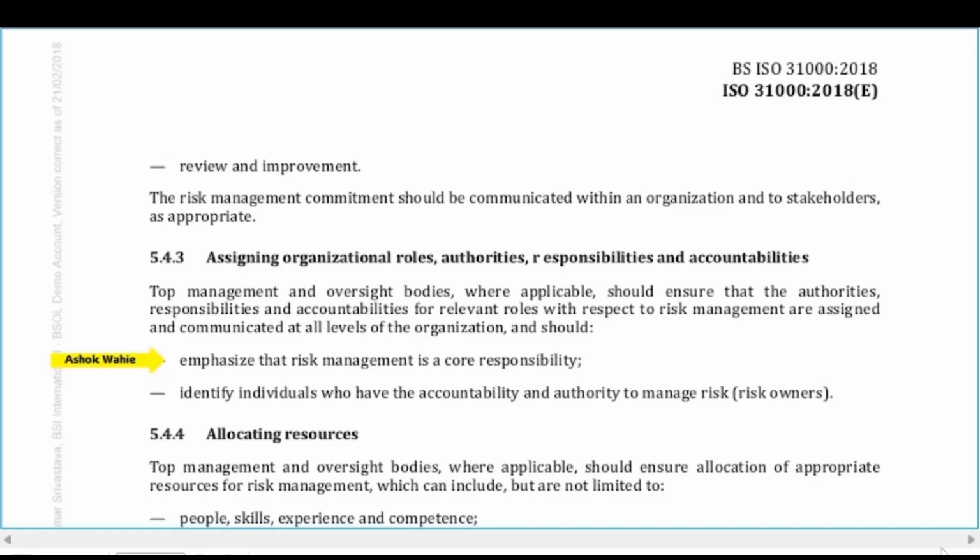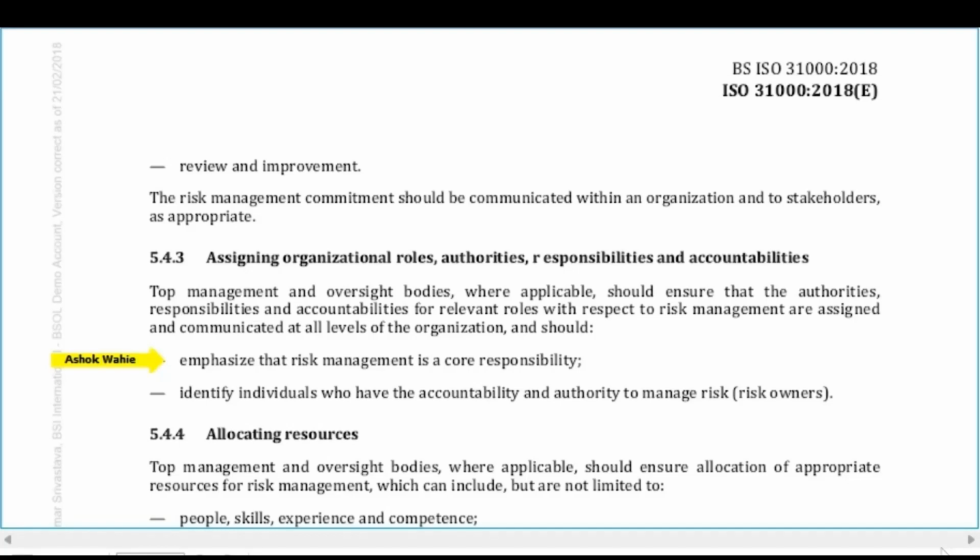So, this is a very, very important function. Unless you assign roles, responsibilities, and authorities, nobody will know. One will think that the other person will do it, the other person will think it is your job, and then nobody will do it. Then accountability: if something happens, whom are you going to make accountable and responsible for that lapse?